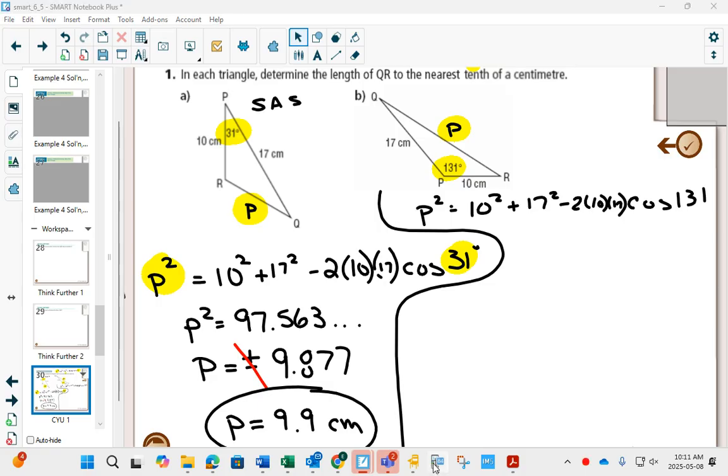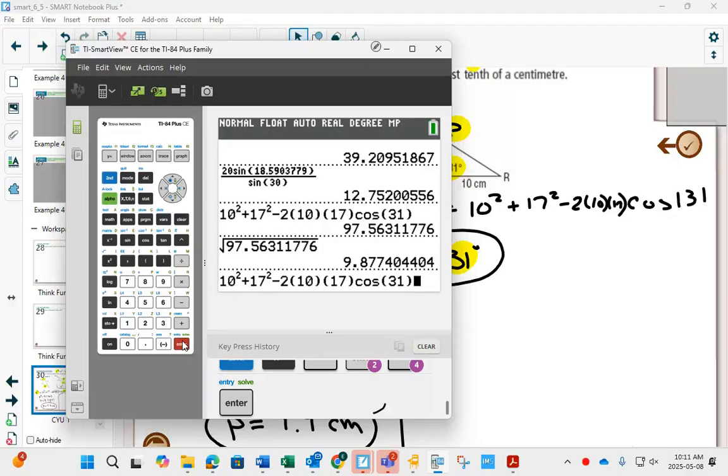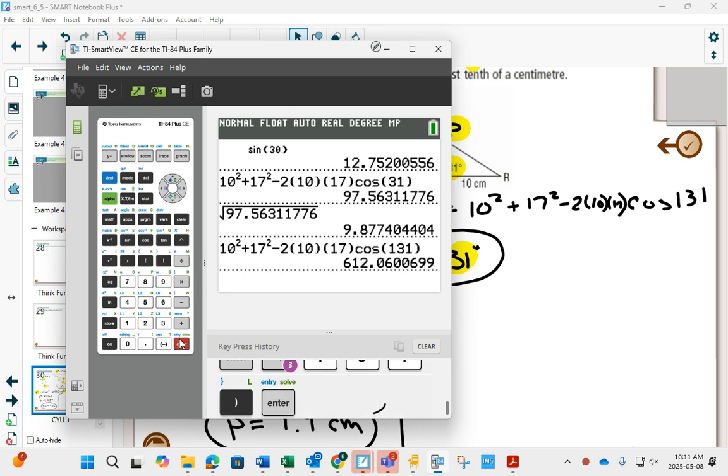You know why this is nice? If I go to my calculator, you see how I typed this in already once? If I highlight it and push enter, it retypes it for me. What's the only thing I have to change? I just have to change that angle to 131, right? That saved me a lot of time. 612.06.